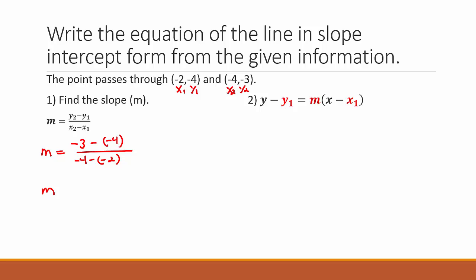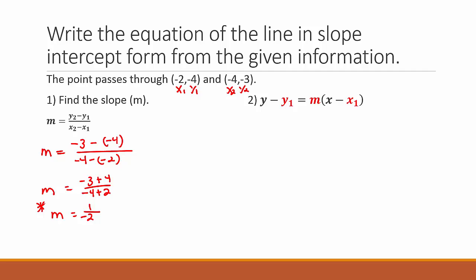So negative 3 minus negative 4, minus a negative makes plus. Negative 4 minus negative 2, minus a negative makes plus. So negative 3 plus 4 is positive 1. Negative 4 plus 2 is negative 2. So my slope, or my m, is negative 1/2.